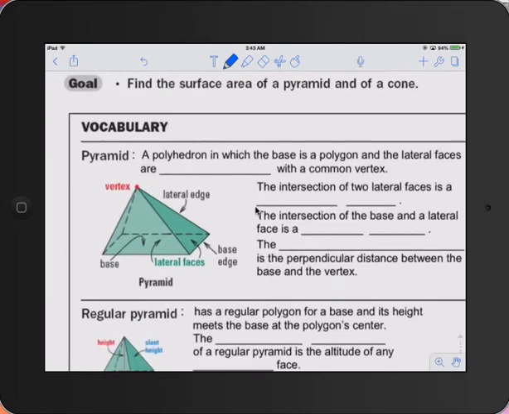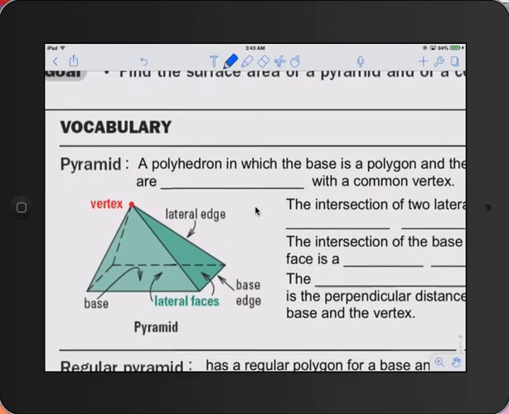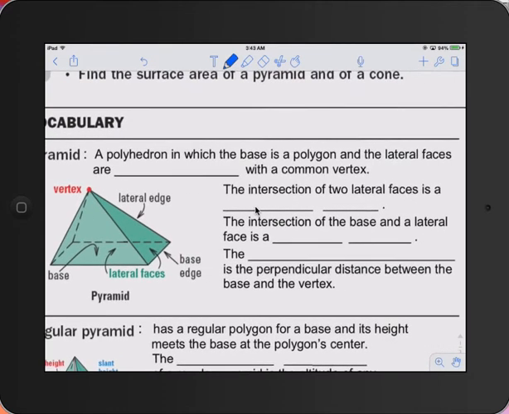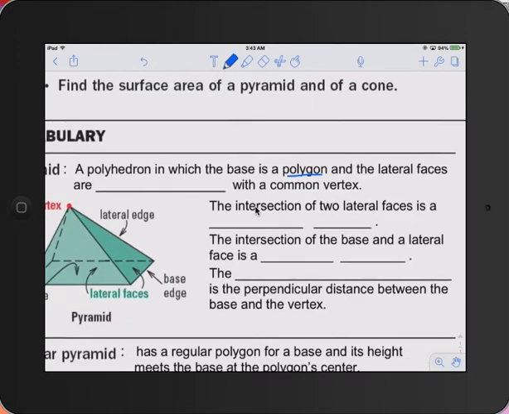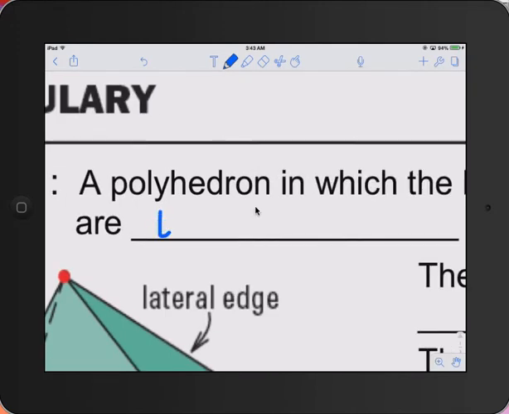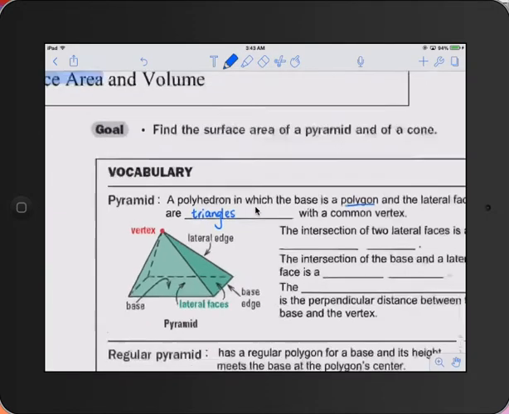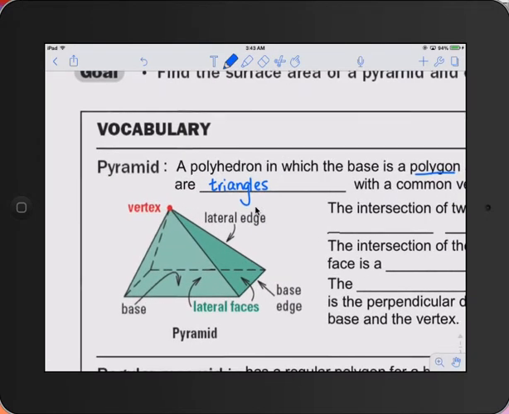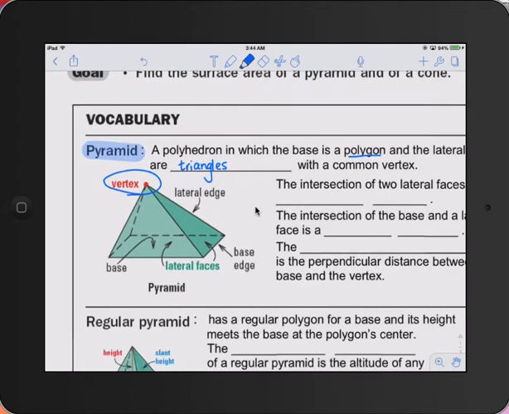So first of all, a pyramid is this figure that you see right here. A polyhedron in which the base is a polygon and the lateral faces are triangles with a common vertex. So this point up here is called the vertex of the pyramid. This pyramid is different than a prism because the lateral faces will be triangles since they all meet at a single point at the vertex rather than being rectangles where there's two bases. There's only one base that's a polygon.